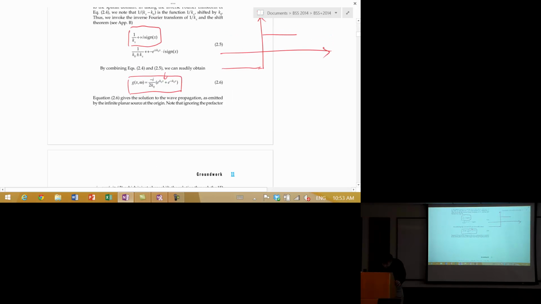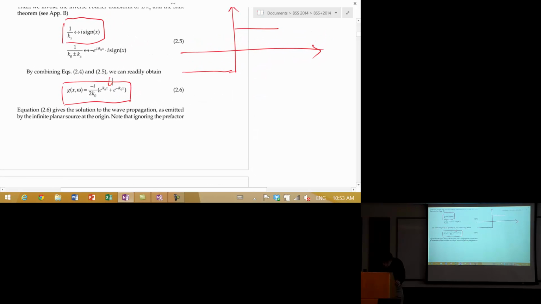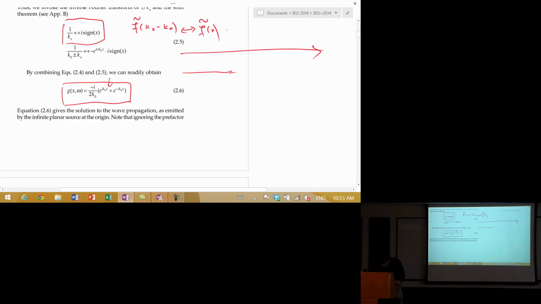Oh, there's one property that I want you to remember, and that is the Fourier transform of a shifted function, let's say kx minus k naught. Taking the Fourier transform of a shifted function is the Fourier transform of the unshifted function f of x multiplied with a complex exponential that has k naught in the exponent. That's called the shift theorem in Fourier transform.